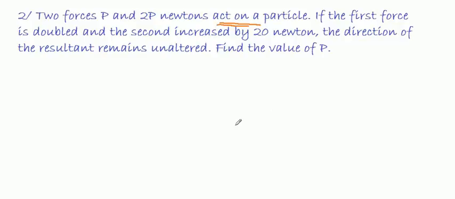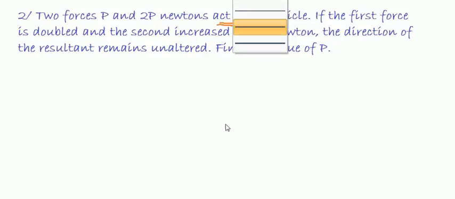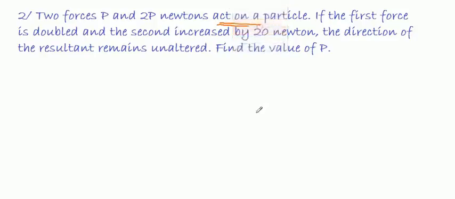What it means is that these forces have a common start point. So if P is acting in this direction, P is here. Then 2P will start from the same point because they are acting on the same particle. You see, P and 2P are acting on a particle. It means they have a common start point. Both of them start from the same point. So P is here, so 2P will be like this.